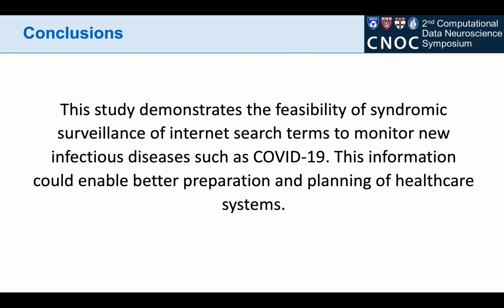So what we took away from this is that the study demonstrates there's a feasibility in syndromic surveillance of internet search terms to monitor new infectious diseases such as COVID-19. We're not saying that this can potentially completely replace traditional systems of reporting COVID-19 cases or other infectious disease cases. However, there was a clear correlation that occurred prior to the first cases around the country and in each state, as we showed from figure 3. So this information could certainly enable us to better prepare and plan in terms of our healthcare system.